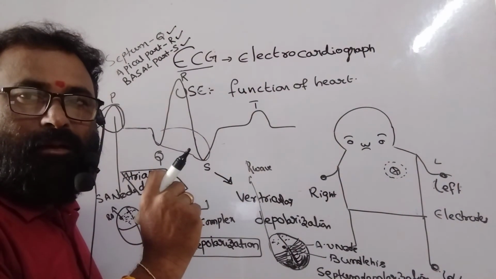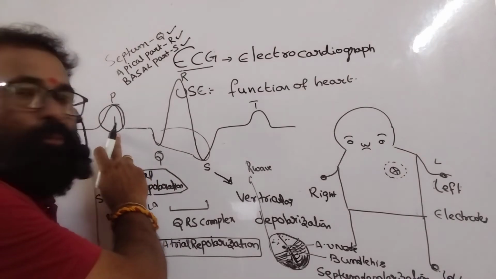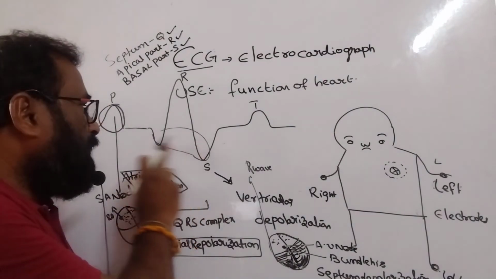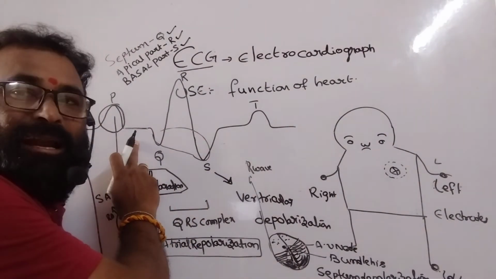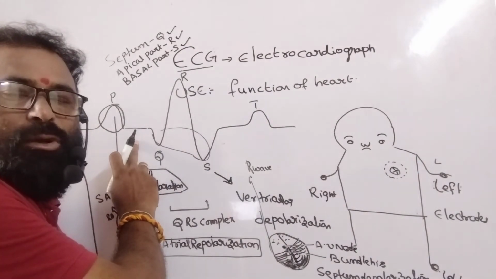The P wave indicates atrial depolarization. In between atrial depolarization and ventricular depolarization, there is atrial repolarization. Atrial repolarization has no significance.